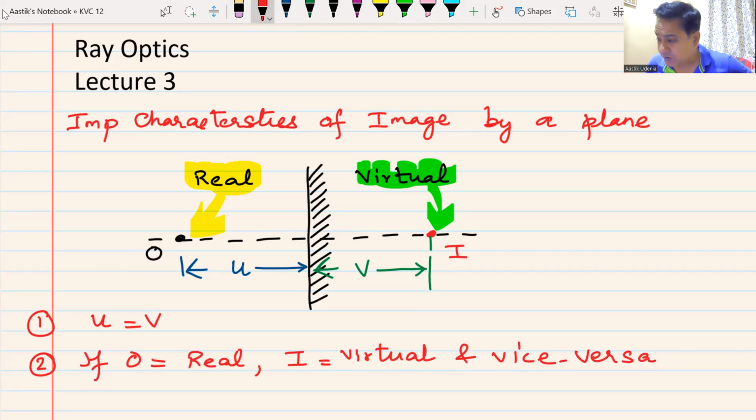Object real, image virtual. Object is on this side, image will be on the other side. Remember, we are talking about a plane mirror. If this would have been a different type of mirror, the answer would have been slightly different. But here it is a plane mirror, and we are discussing the image of a point object formed by a plane mirror. Do we understand this? I hope all of you are noting this down. Small points we are discussing.